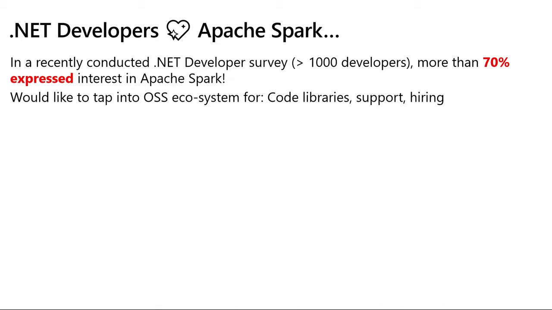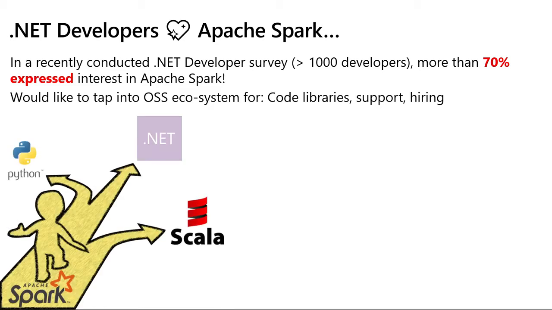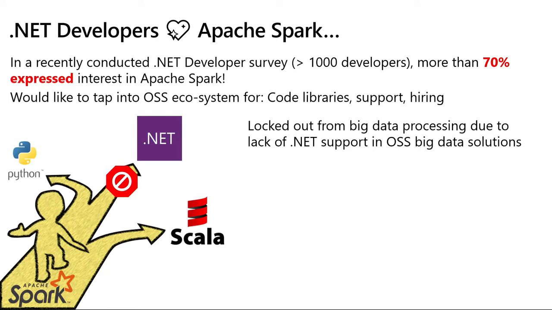And they want to be able to hire talent. If you have a big data developer that comes fresh from college, for example, it's most likely that they have experience with Spark. So that's why you want to do that. If you have your Spark programmers, however, right now the main choices are Scala and Python. So as a .NET developer, you're kind of locked out from this big data processing space because there is no .NET support in these open source solutions.